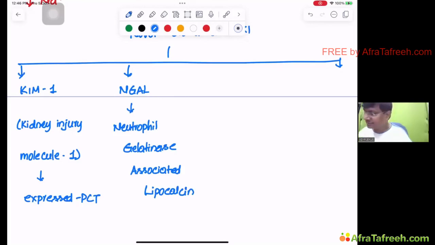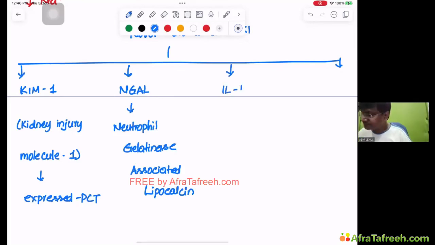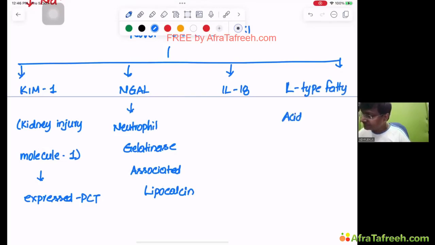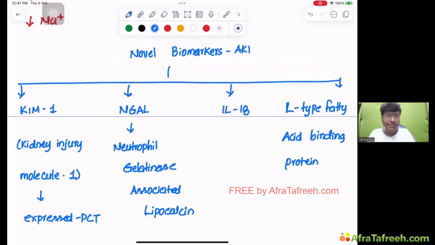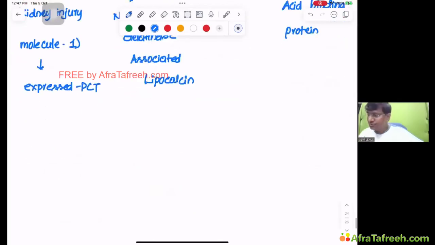That is NGAL. And the next important is interleukin 18. Next is L-type fatty acid binding protein. Okay, so these are the novel biomarkers of acute kidney injury, right? And if they are elevated, that tells you that the individual is in a state of acute kidney injury.